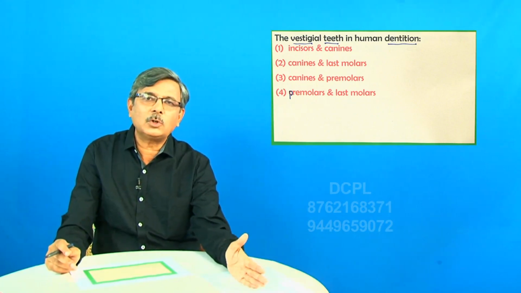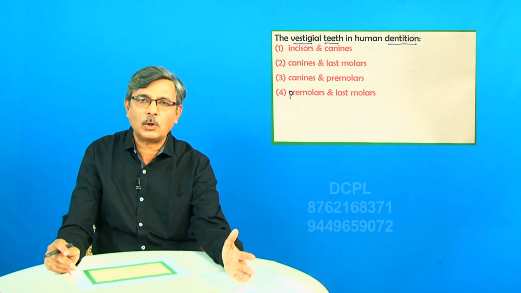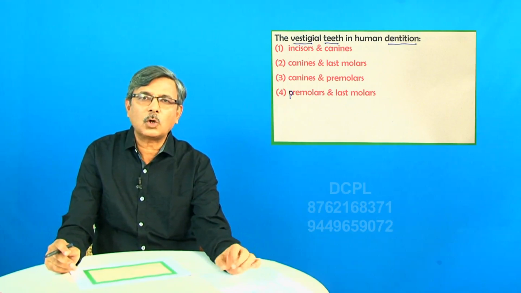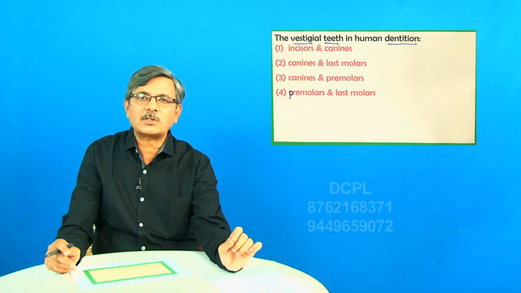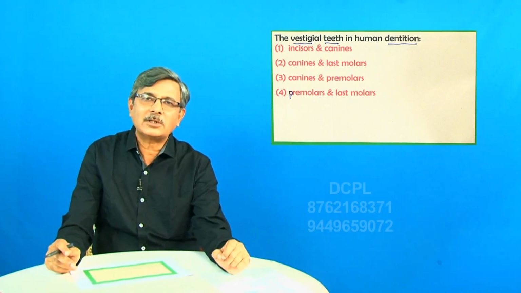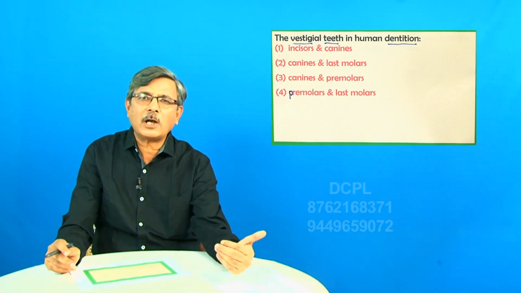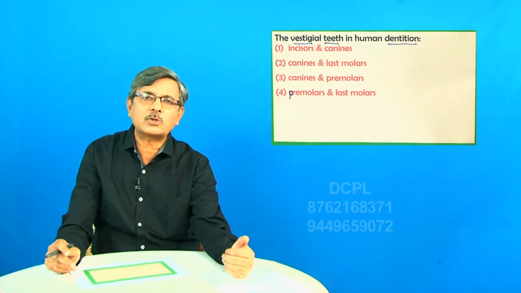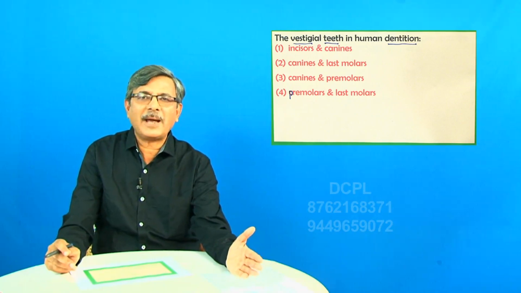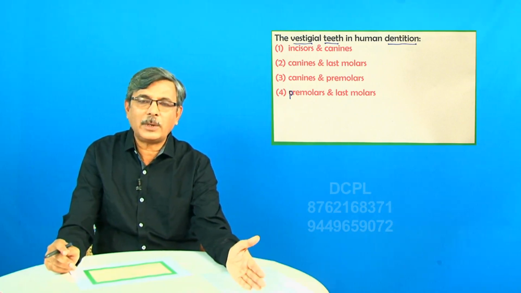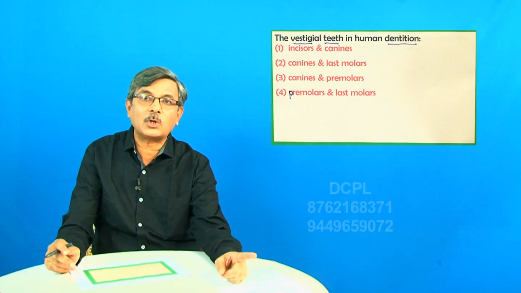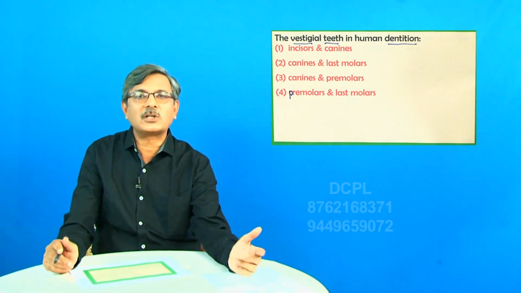And when you come to the molars, I hope all of you know, there are totally 12 molars present. The last molars are called wisdom teeth. The last molars appear in middle age. They are so far behind, they are not used for the purpose of mastication. And thereby, the canines and last molars are regarded as vestigial teeth.